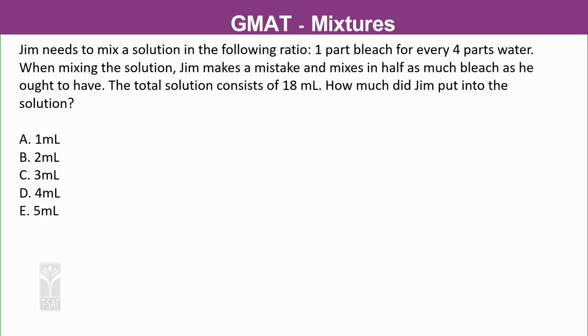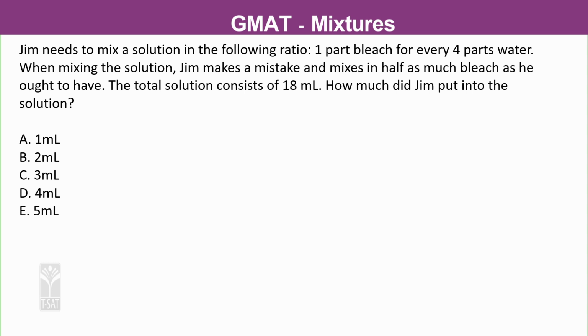Jim needs to mix a solution in the following ratio: 1 part bleach for every 4 parts water. When mixing the solution, Jim makes a mistake and mixes in half as much bleach as he ought to have. The total solution consists of 18 ml.